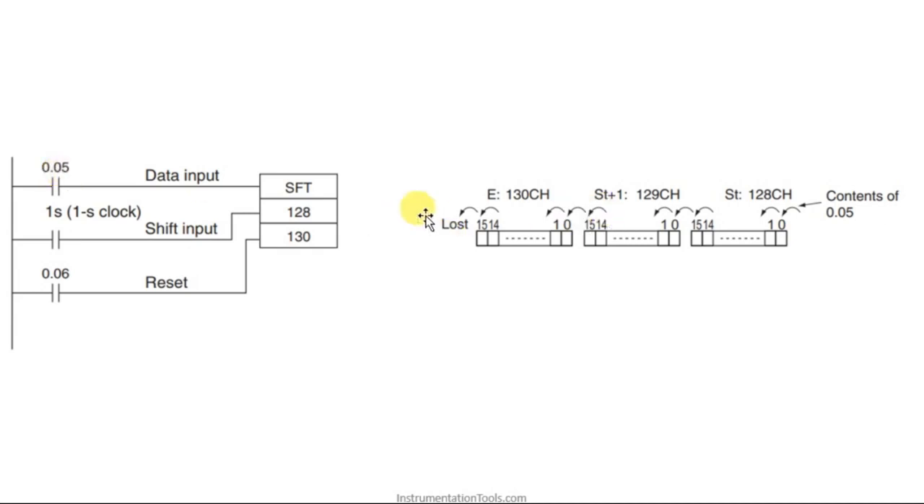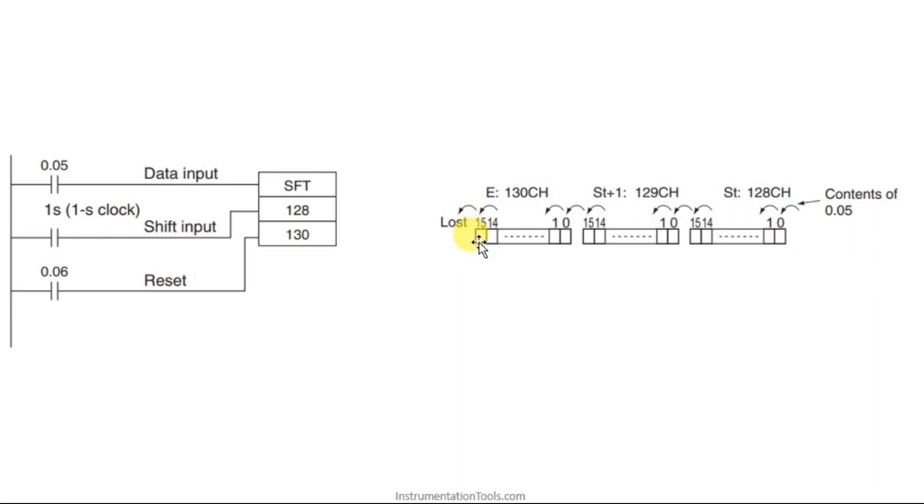Okay, and how long it has to continue will be told by this end address. So up to 130, it will be moving. Can you see here? It will start shifting for each pulse and it will end at 130, channel 130's 16th bit. The data of the 16th bit will be lost.